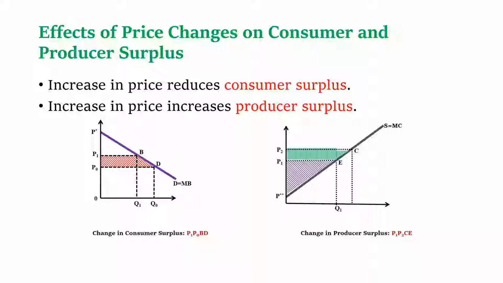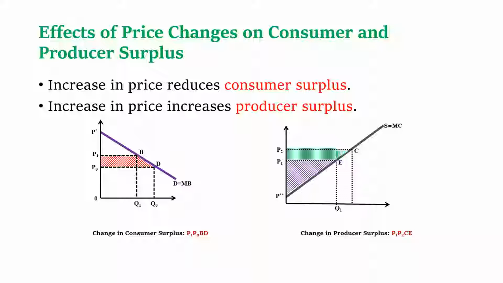Now, if the market price were P0, then the consumer surplus there is going to be that triangle P star, P0, and B. That will be the consumer surplus, because what the consumer is willing to pay for the product is P star.